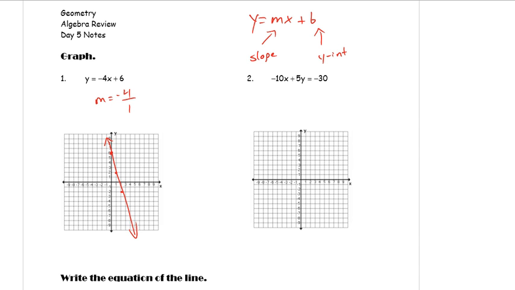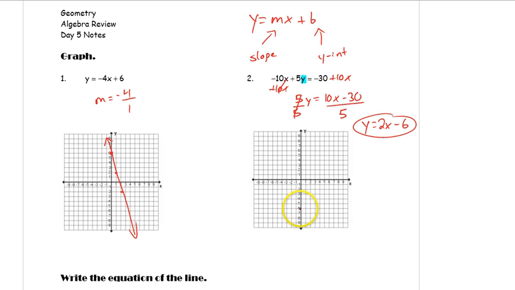In number 2, you have to do a little bit of work first. We need to get that y by itself. Well, from algebra you should know how to do that. First thing you want to do is add 10x to both sides. So you get 5y equals 10x minus 30. Most of you probably remember doing that. And then divide by 5. You want to get y all the way by itself. So 10 divided by 5 is 2x, and -30 divided by 5 is -6. That's the equation we want. Go ahead and graph it.